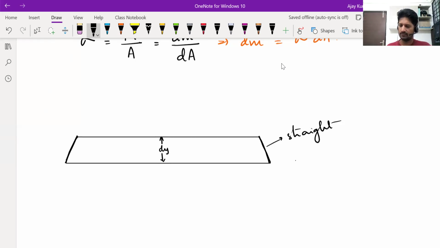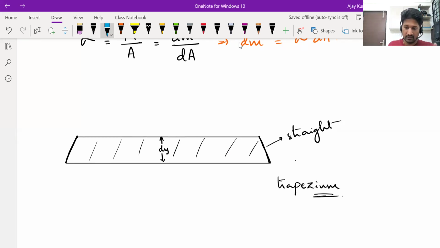Yusuf, do you agree with this or not? Yes, sir. If the width is so small, the curvature will not even be appreciable. It will appear almost like a straight line. So now what is this shape? It's a trapezium. dA then becomes the area of this trapezium. But it's quite complicated to express the area of a trapezium, and you actually don't have to do it.